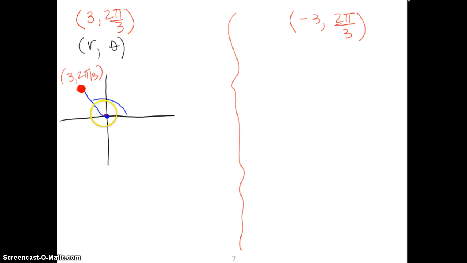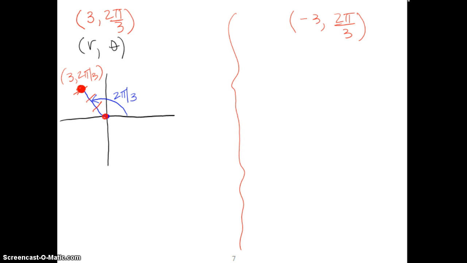Because we started at the origin, we walked 1 step, 2 steps, 3 steps, and then we rotated 2 pi over 3 units. Okay, so we have a point, that would be the point 3, 2 pi over 3 on the polar coordinate axis.